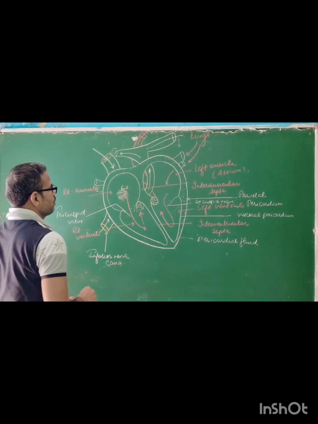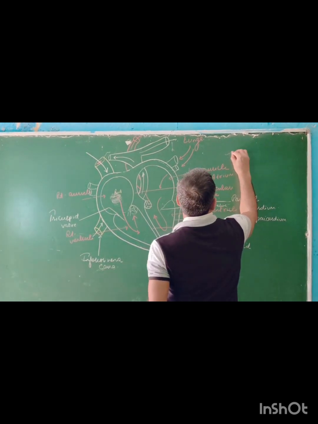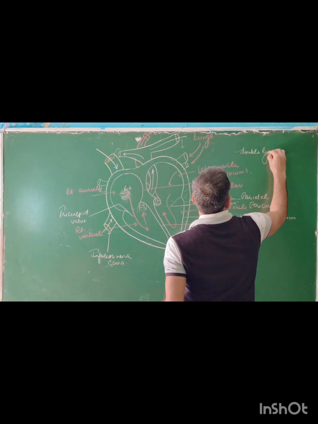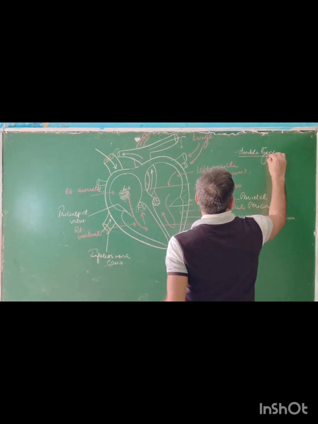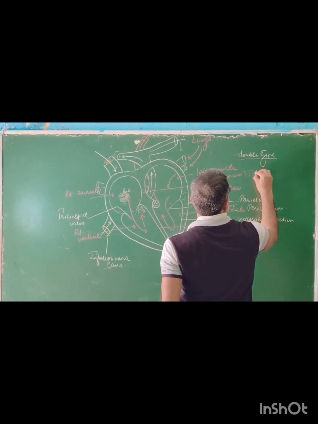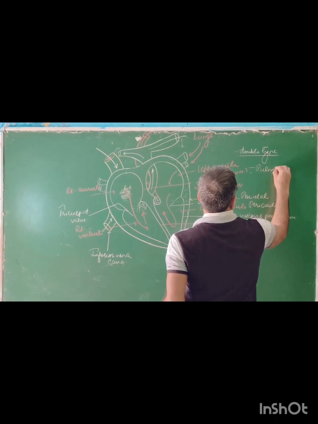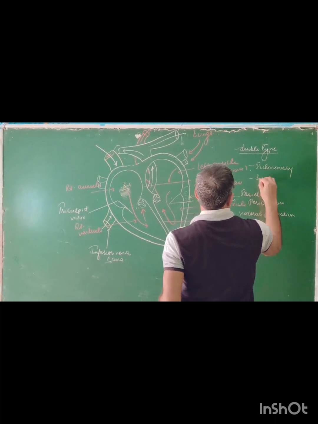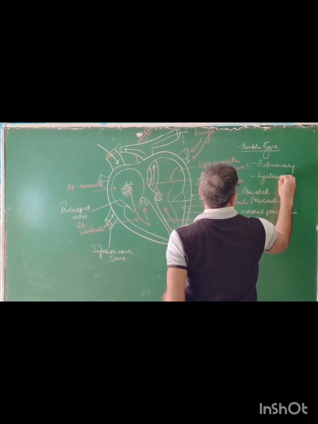So the blood circulation is said to be double. It is called double type. Why is it so called? One is known as pulmonary, and second is known as systemic.